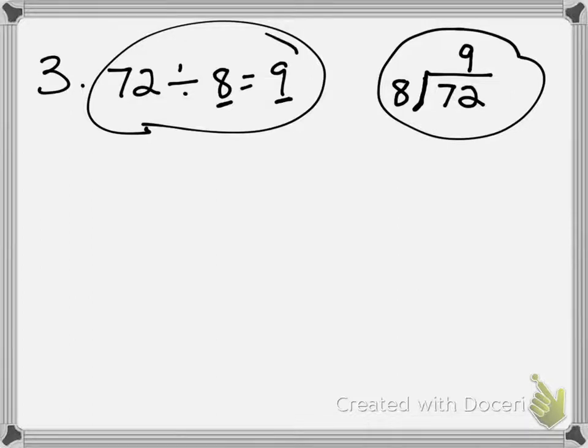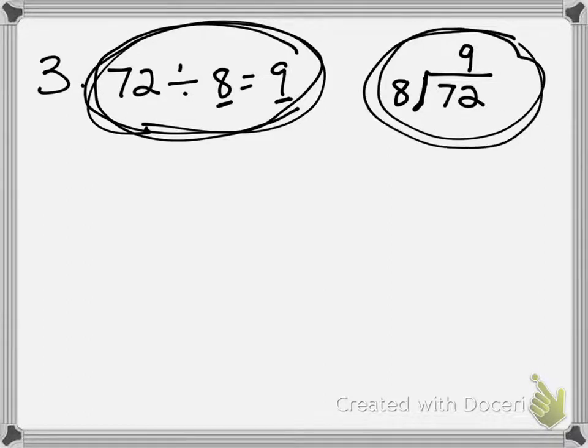Okay, so let's look at this one. Read this one with me. Here we go. 72 divided by 8 equals 9. Now read this one with me. I can hear you even though you're at your house and I'm at mine. Do it with me. Here we go. 72 divided by 8 equals 9.